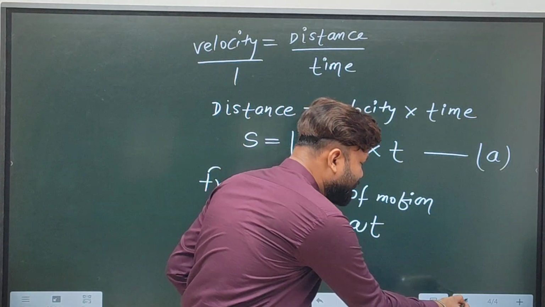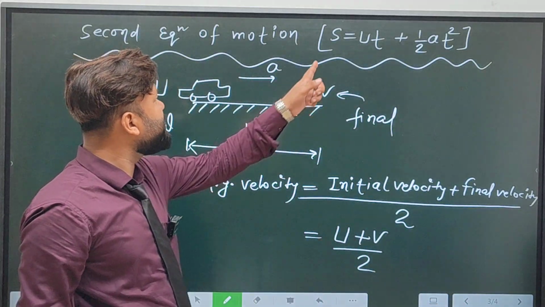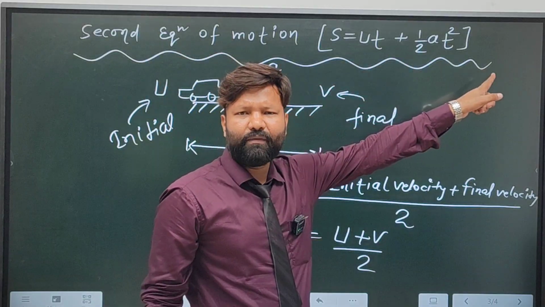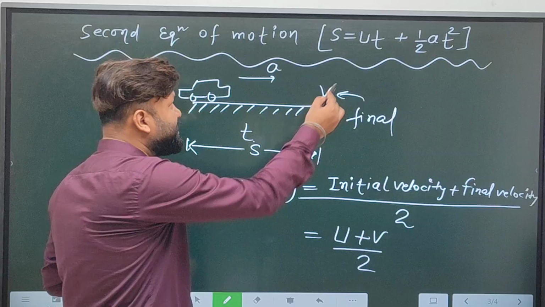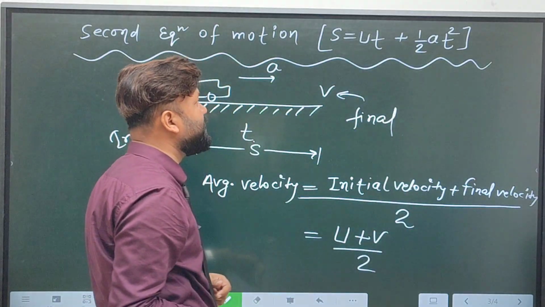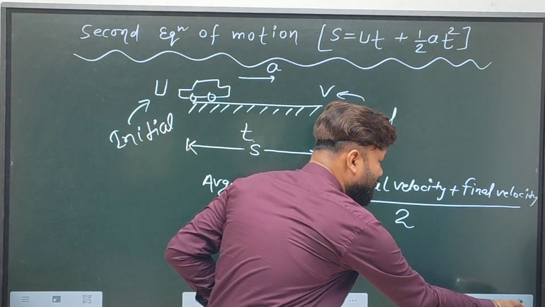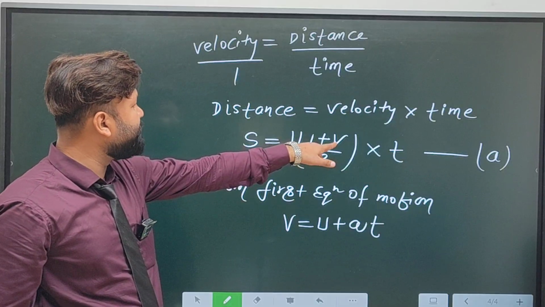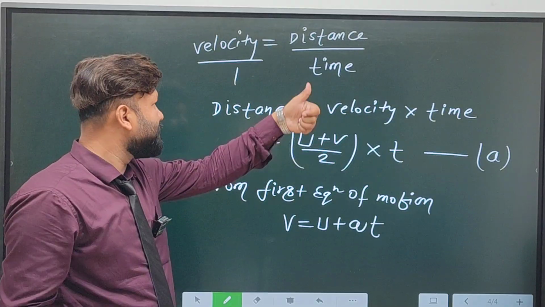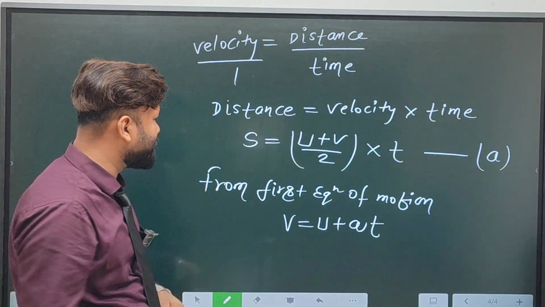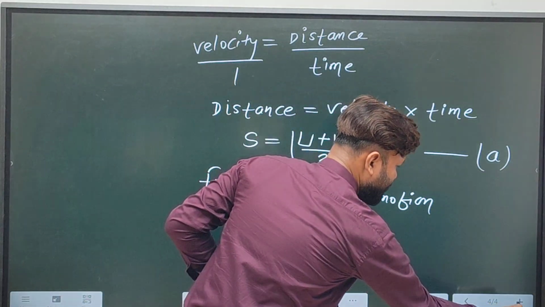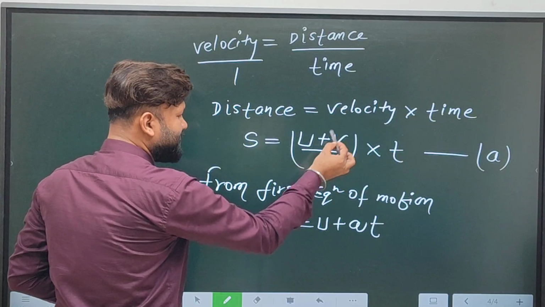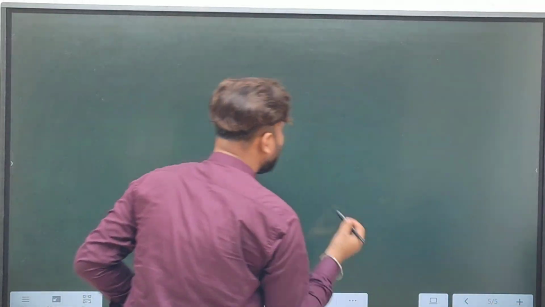One thing I just want to tell you, students, in this equation, s is equal to ut plus half at square, now you just tell me, is v there? If I ask you, you will say no sir, final velocity v is not in this equation. So our motive is to remove this v to find s is equal to ut plus half at square. So in place of v, we will put the value of u plus at.